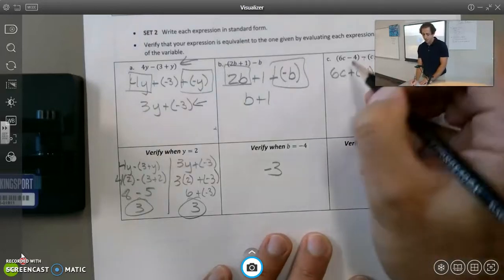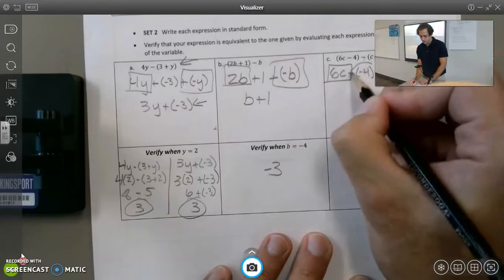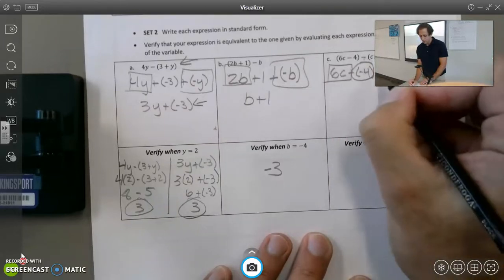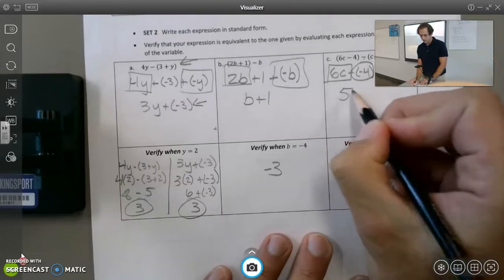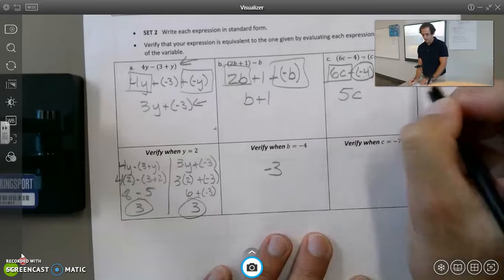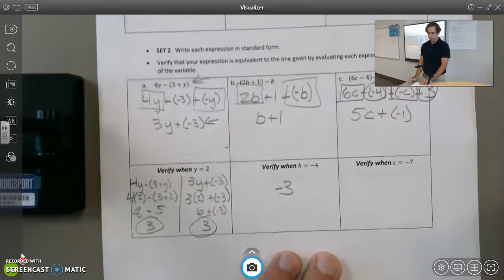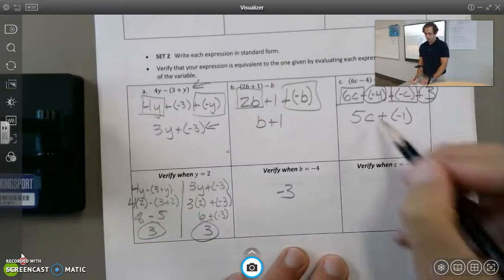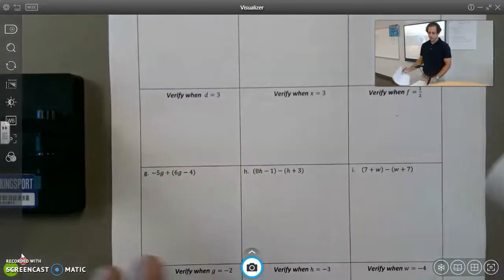Now, this is the first problem where I've had variable terms and constant terms, and I'm combining both of them. 6c and negative c is 5c. Negative 4 and 3 is negative 1. 5c plus negative 1. When I substitute in, I should get negative 36 when I verify.